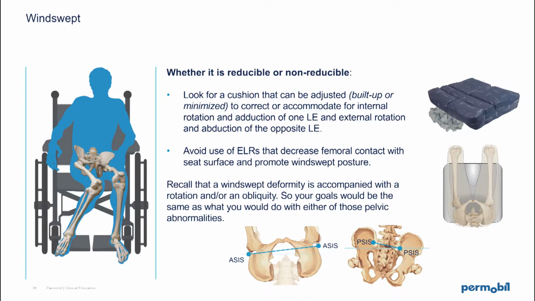elevating leg rests because they're going to decrease femoral contact with the seat surface. And without the femurs really being supported, gravity obviously is going to take effect, and your lower extremities are going to be more prone to fall into this type of windswept posture, where it's like a big gush of wind has come in and kind of taken the legs off to the side.